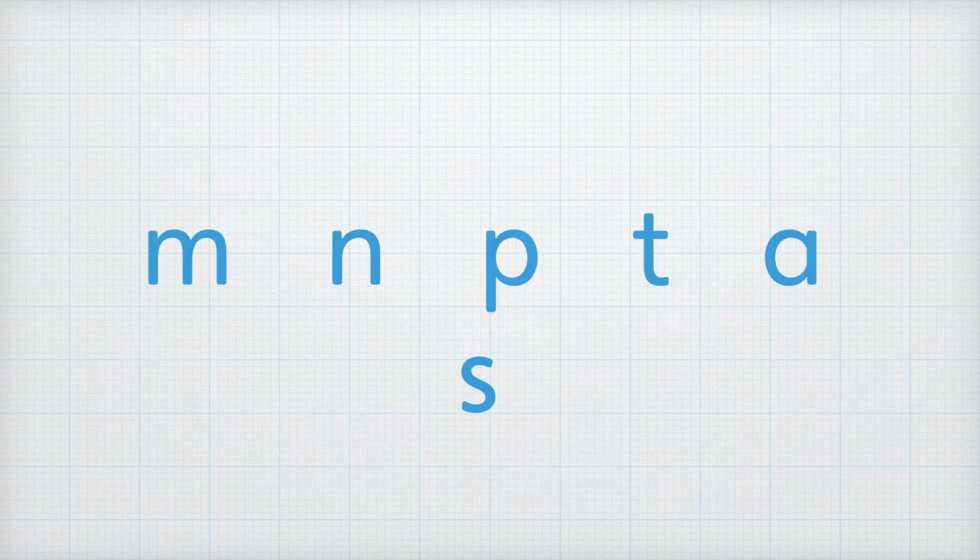So we will start with the letters M, N, P, T and A, and then later S. But you know that's the letter name, not the letter sound. So let's quickly revise that letter sound. Can you say it first? M, N, P, T, short A, and S. Great.